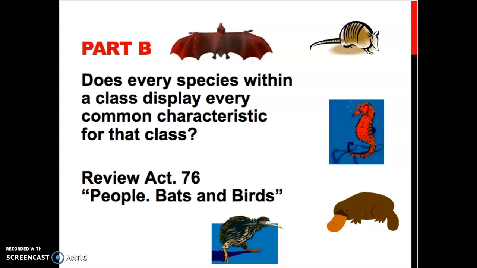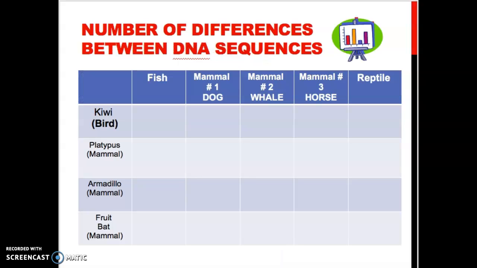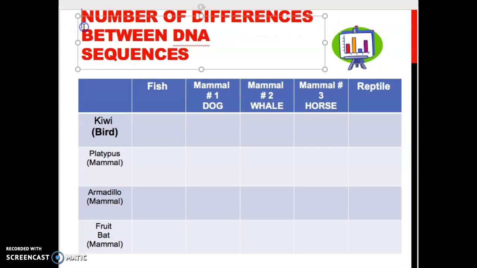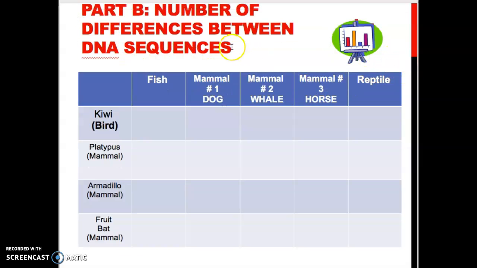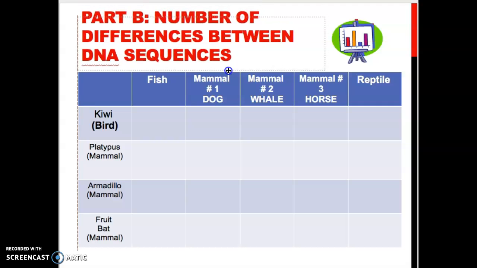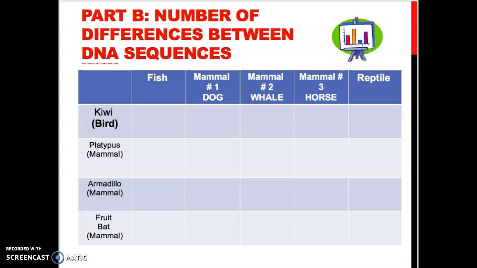Okay, so what I need you to do today is to complete this chart. I want you to fill it in. This is the part B chart. It is number of differences between DNA sequences. And you know what? I'm actually going to have you say part B on here. Let's say part B, number of differences between these DNA sequences, okay? Because I keep referring to it in the directions as part B. That way it makes sense to you. So you are going to have how many? 1, 2, 3, 4, 5, 6 columns and 1, 2, 3, 4, 5 rows.